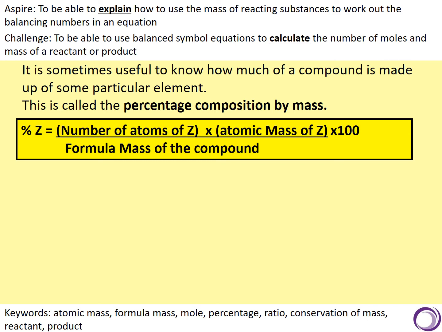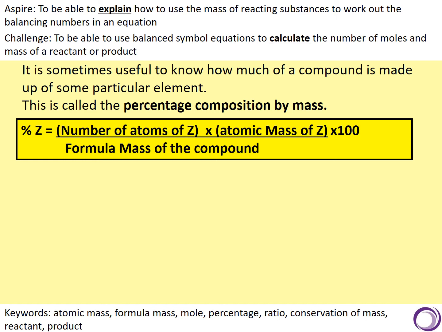Sometimes it's useful to know how much of a compound is made up of a particular element. Now this is known as the percentage composition by mass. And there's a complicated equation, or it seems complicated at first view, to actually allow us to do that. Z just represents the element that you are trying to find out about. So to work out the percentage of that element in a compound, we need to know the number of atoms of that element in the compound, the atomic mass of that element, and the formula mass of the whole compound.